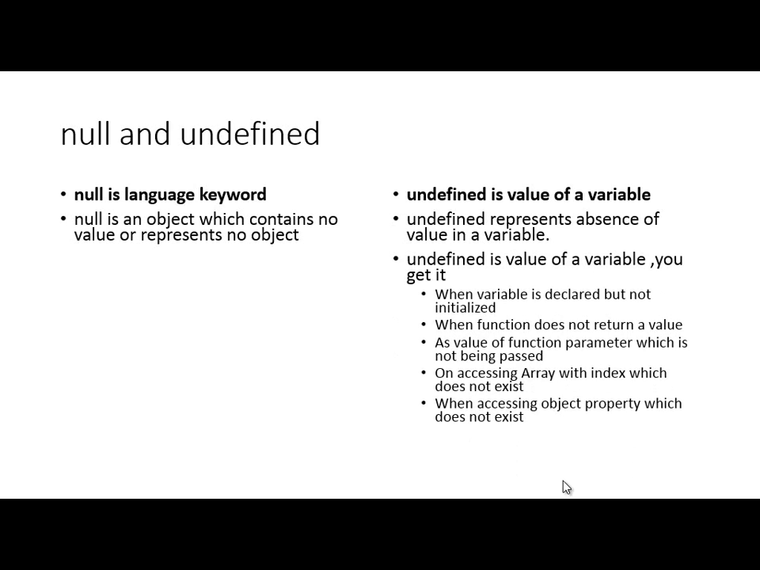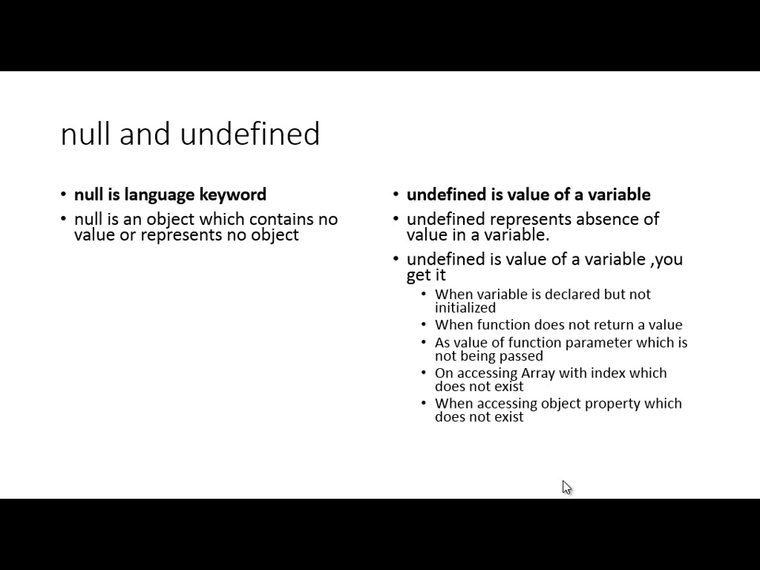You get an undefined value for a variable when you declare a variable but do not initialize it, when a function returns no value, or when a function parameter is not passed. As you know, in JavaScript a function can accept a variable number of parameters. You get undefined on accessing an array element with an index which does not exist, and when you try to access an object property which does not exist.